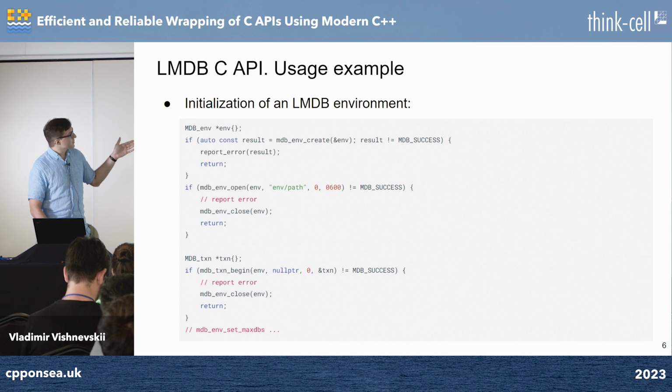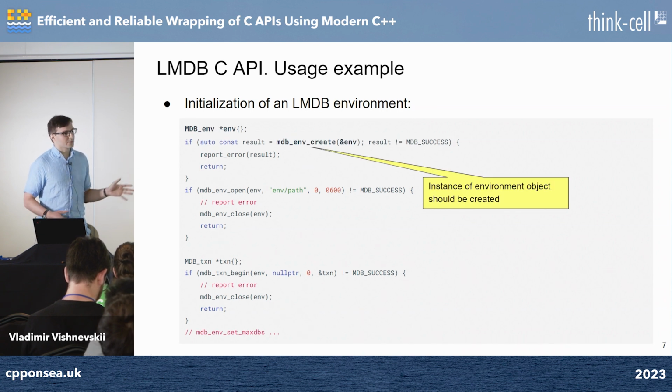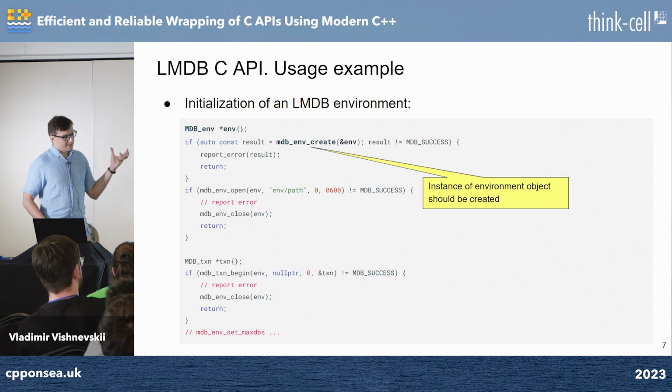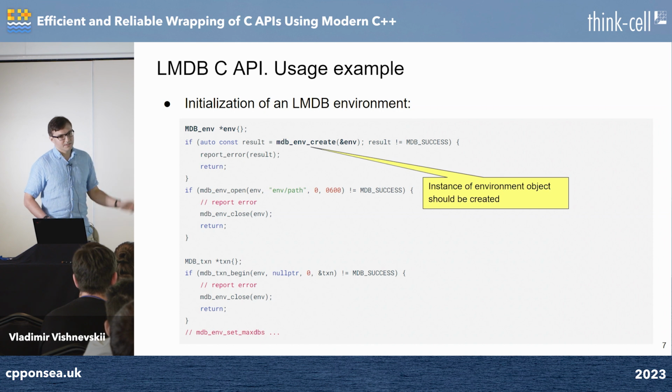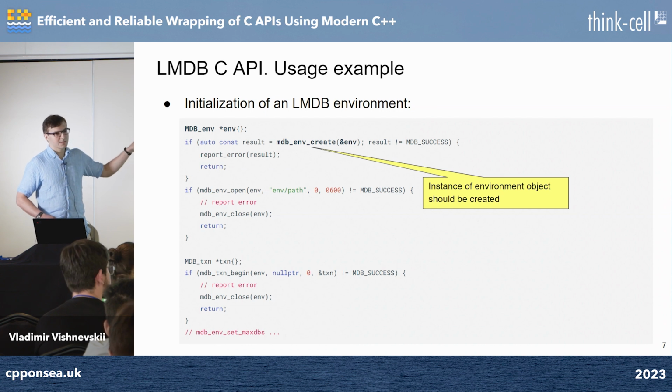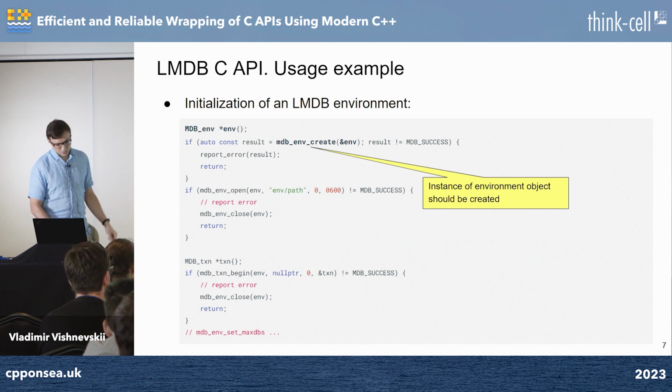First of all, there is a concept called environment. This is an object that should be created. Several databases can be associated with the environment. The environment also corresponds to some file system location where the data and metadata for the tables is located. The environment is created using the mdb_env_create function, and it's returned as a pointer to pointer, so we pass the pointer as an output parameter. This is C++ code that uses the C API, so please don't be confused. The function returns an integer as a result code.